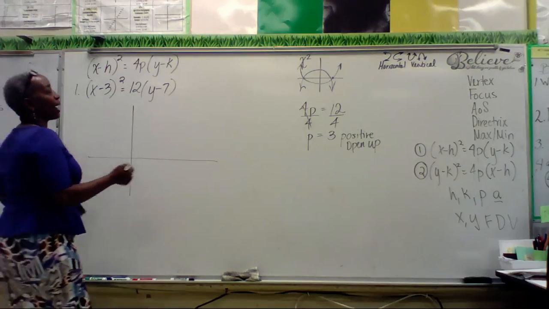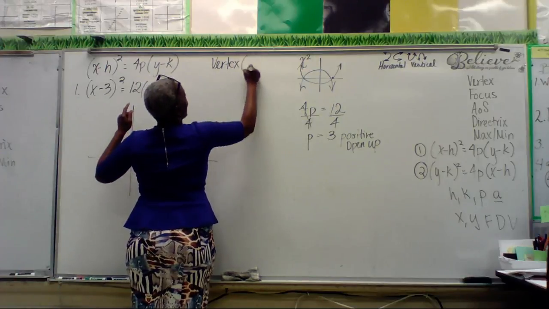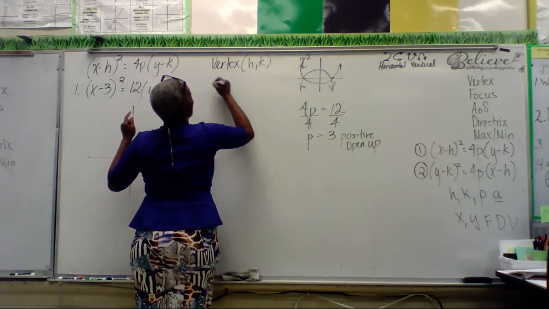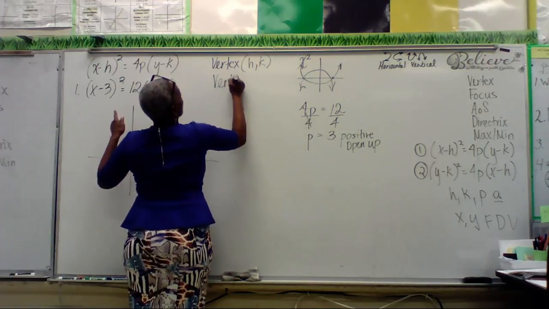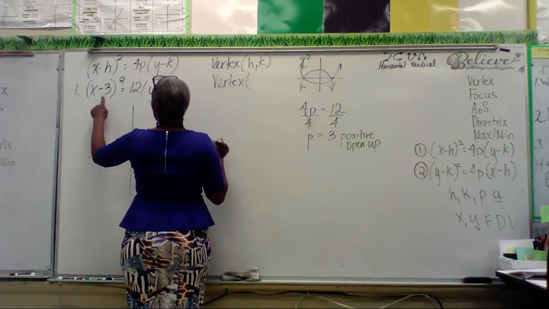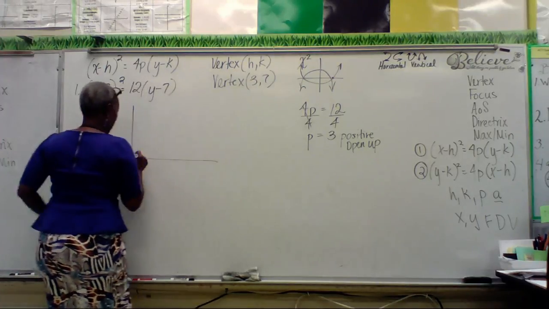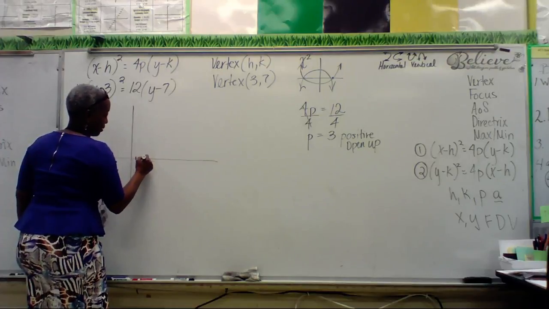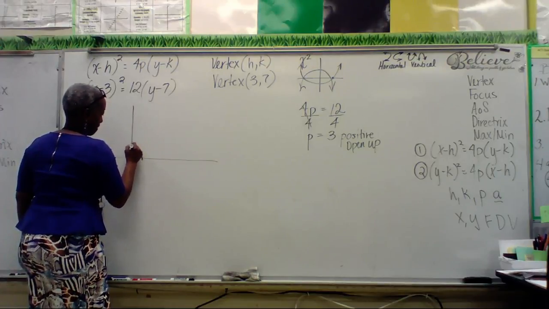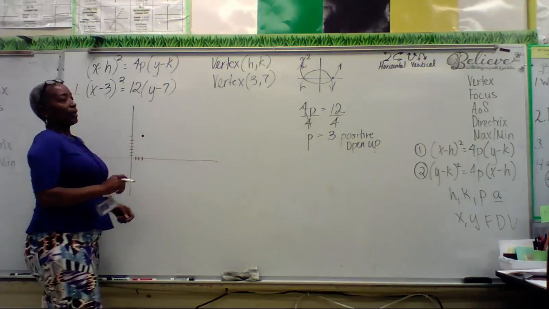So we need to go ahead and plot our vertex. And our vertex is h, k. So for this problem, it's going to be what, class? 3, 7. A positive 3 and a positive 7. I agree. 3, 7. So we graph that. We go 3 on the x, 7 on the y. Okay, that's our vertex.